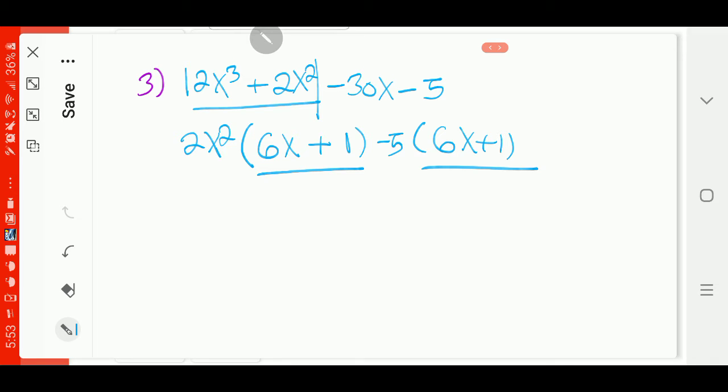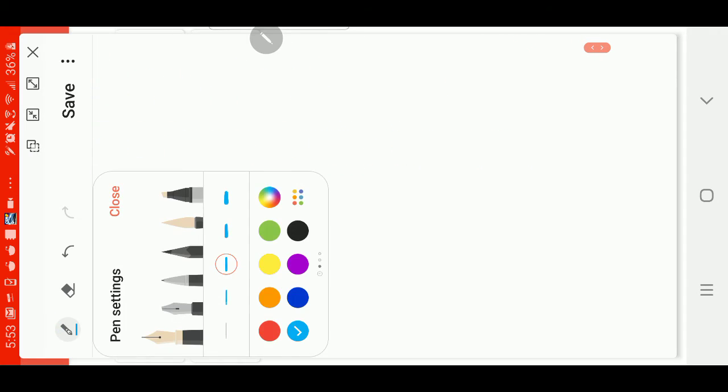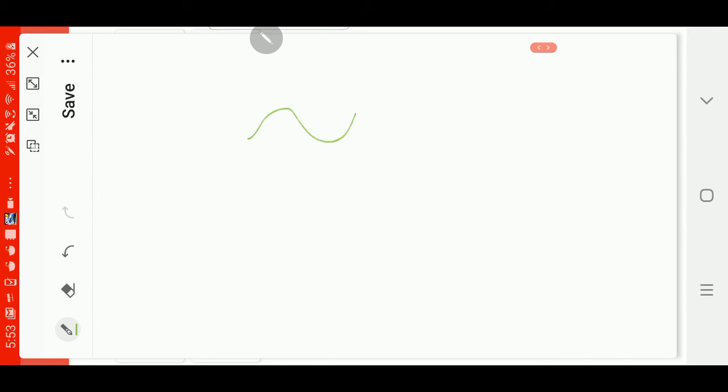So then, once again, we factor out what's in the parentheses. So we have 6x plus 1 times 2x squared minus 5. And once again, there's no more factoring we could do. Okay, so that's our final answer. And as our last problem together, very sad. Let's see how green looks. Green looks legible. All right, so we're going to start using v's.